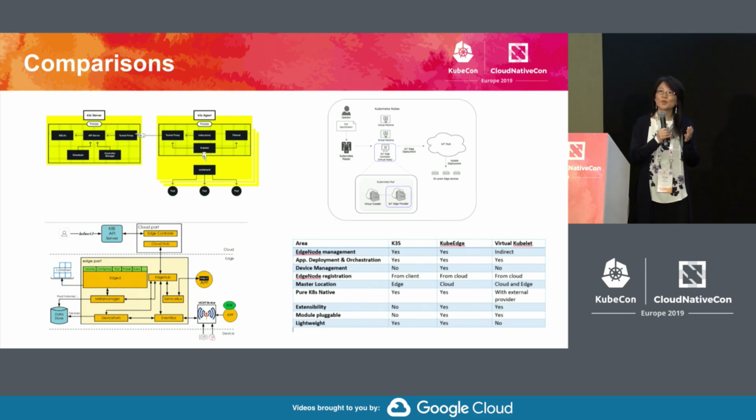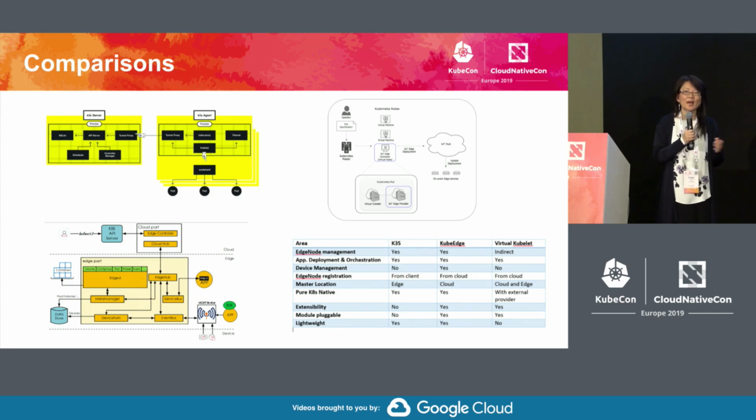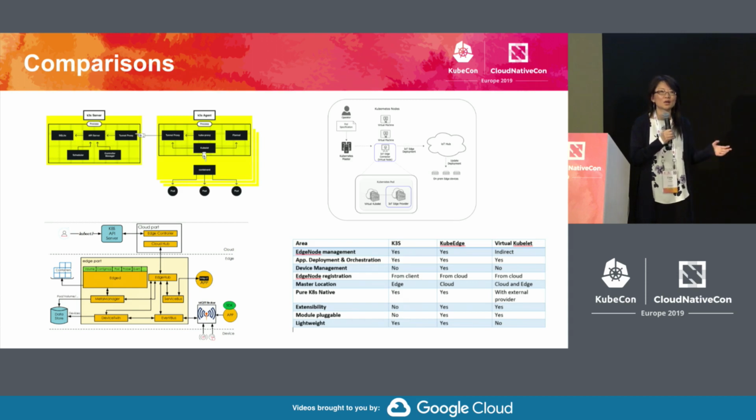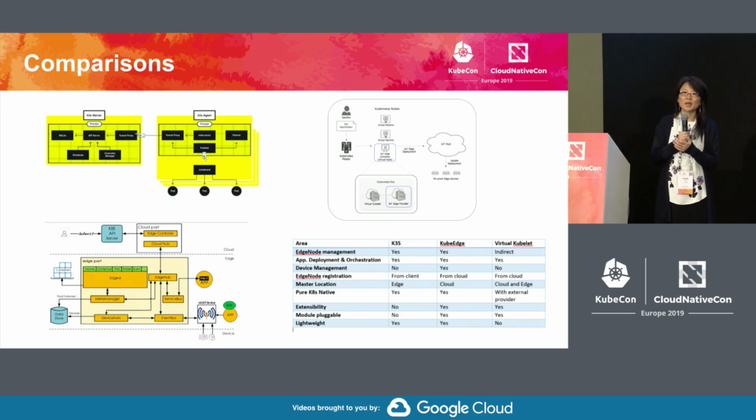So if you want to have a single pane of glass and a really lightweight control plane, then you can think of KubeEdge, where you have your control plane in the cloud and your worker node at the edge. But on the other hand, if you want to have strong autonomy of resource scheduling, you can consider K3s.